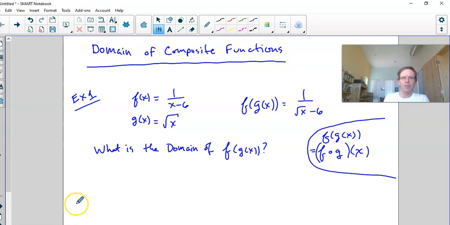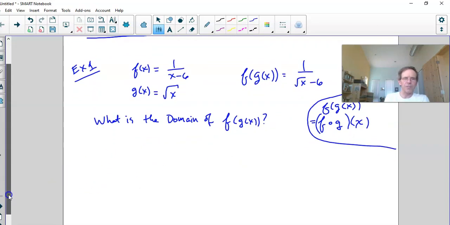All right, our first example is f of x equals 1 over x minus 6, and g of x equals square root of x. If you think about it, f of g of x, the composite function f of g of x, would equal 1 over square root of x minus 6. So what's the domain of that function?